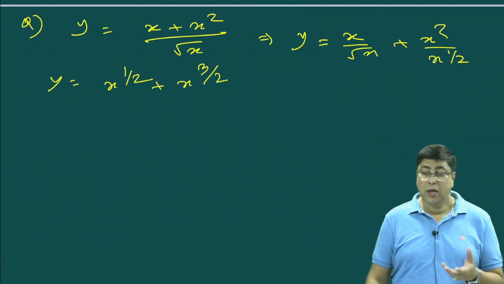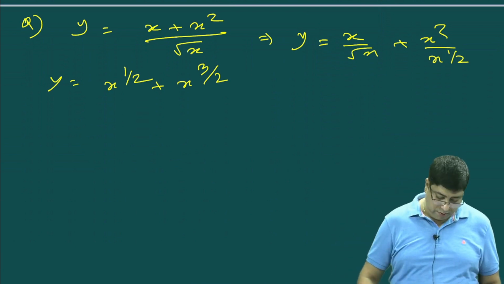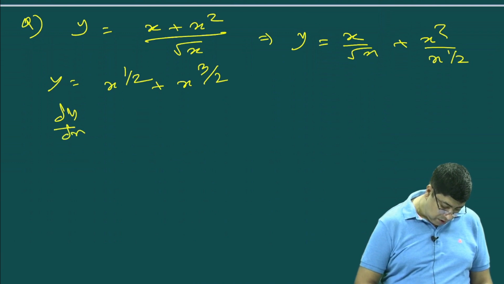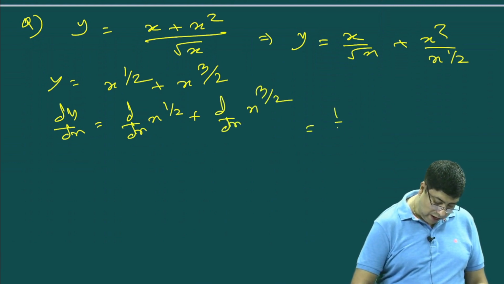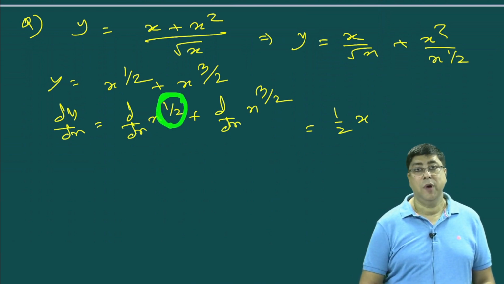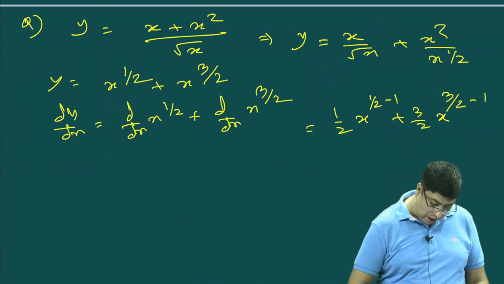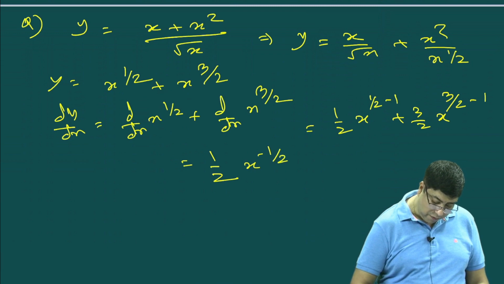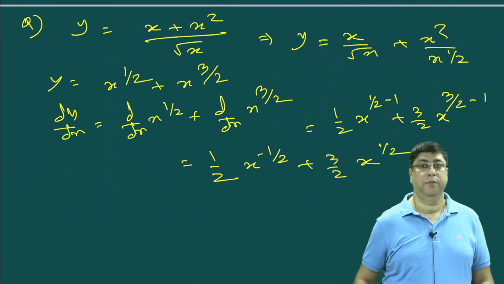Now if we apply the formula for x to the power n, it can be done directly, and n is a constant number, keep in mind. So d dx of x to the power half plus d dx of x to the power 3 by 2, using n x to the power n minus 1, we can write half x to the power half minus 1. Similarly 3 by 2 x to the power 3 by 2 minus 1. According to the calculation, x to the power minus half plus 3 by 2 x to the power 3 by 2 minus 1, which is root x to the power half.